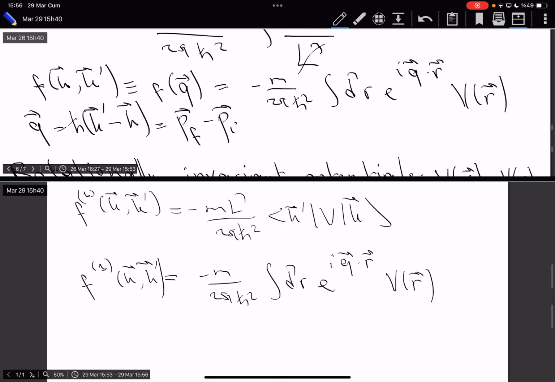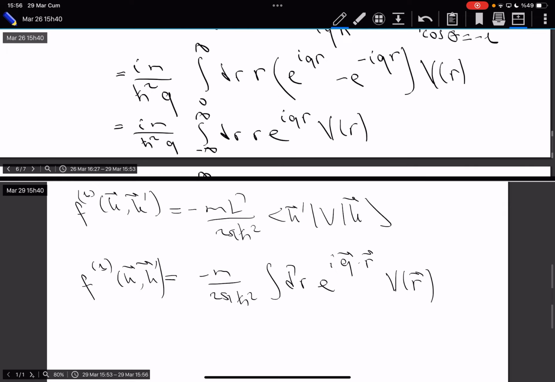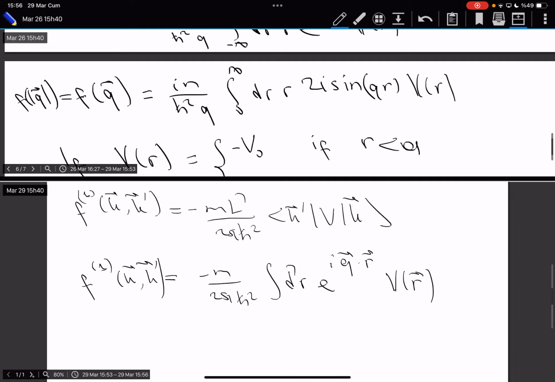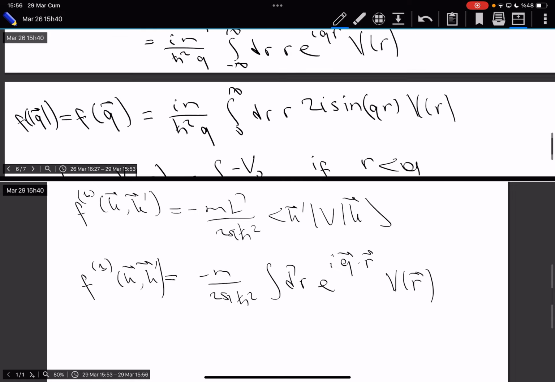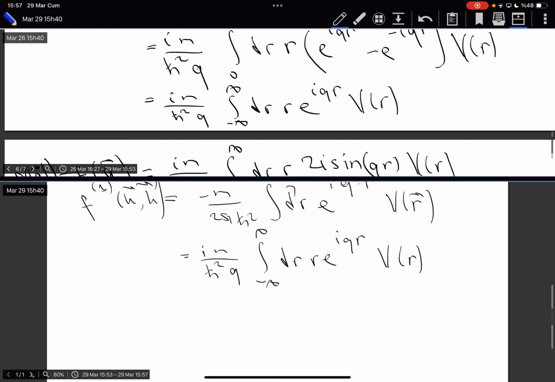We can evaluate the angular integrals. And at the end, this just turned out to be i m over h bar squared q, integral from minus infinity to infinity dr r e to the power i q r V of r.